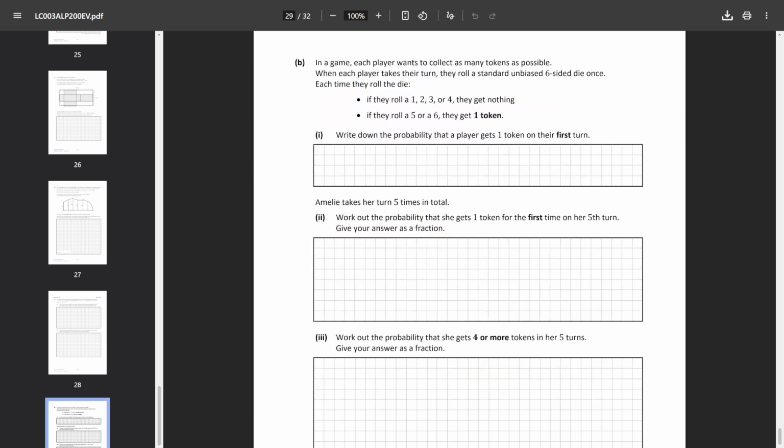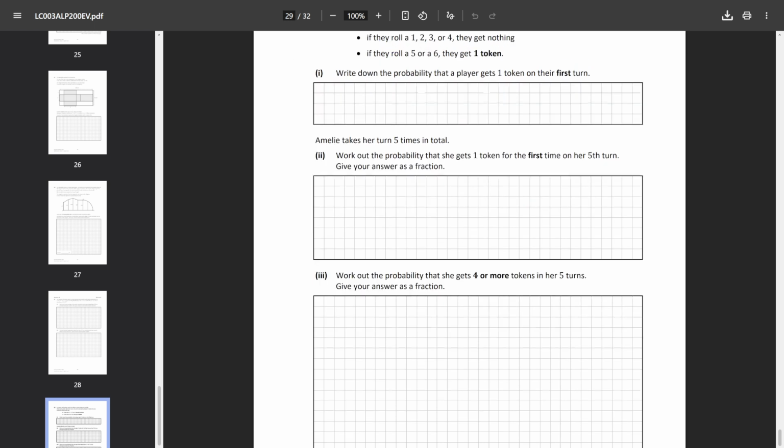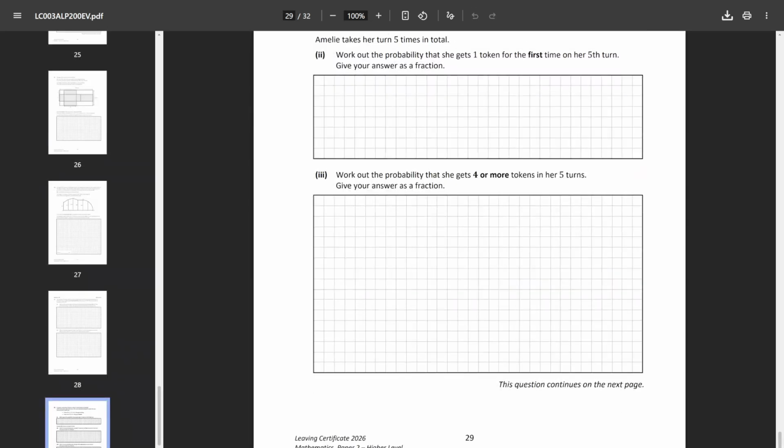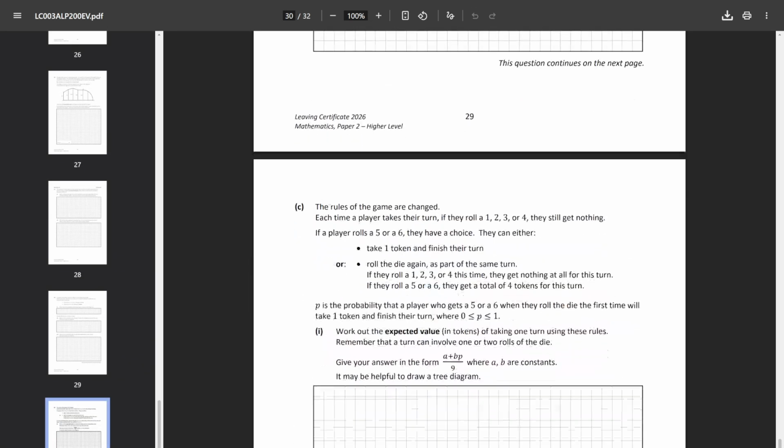Bit of an odd sort of situation, but if you read through the question and sort of digested everything, then you would have actually found that a lot of this is pretty standard. So probably actually one token first time in her 5th turn, you just say over the first 4 times she didn't get anything, and then the next time after she does succeed. And the rest of it's actually pretty fine.